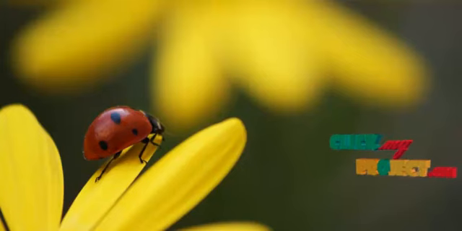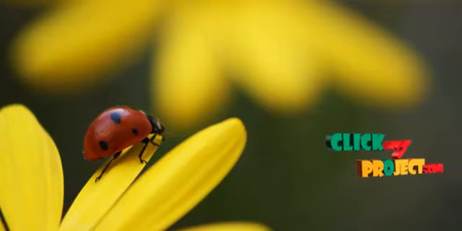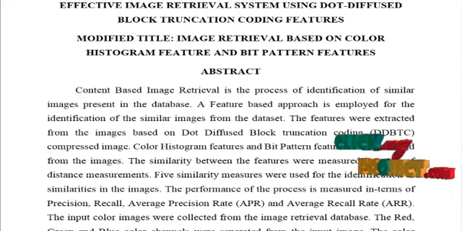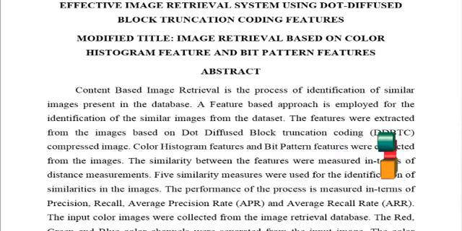Welcome to ClickMyProject.com. Let us discuss the process: effective image retrieval system using dot-diffused block truncation coding features. Let us see the abstract of the process.